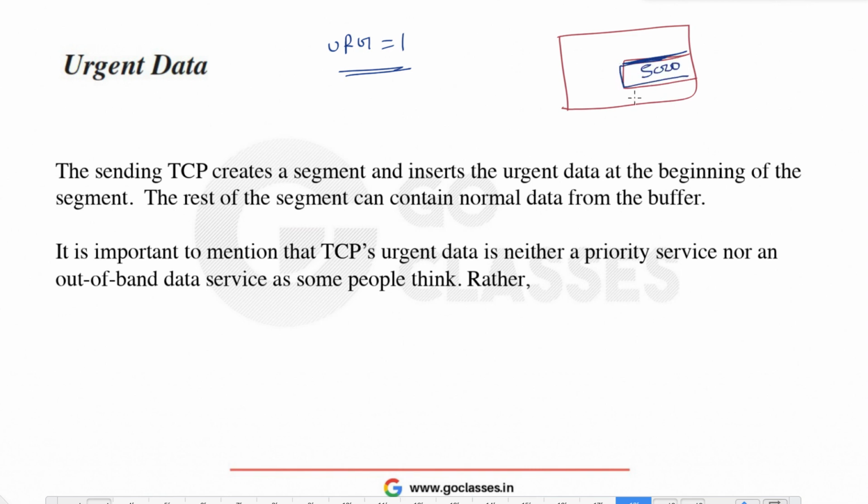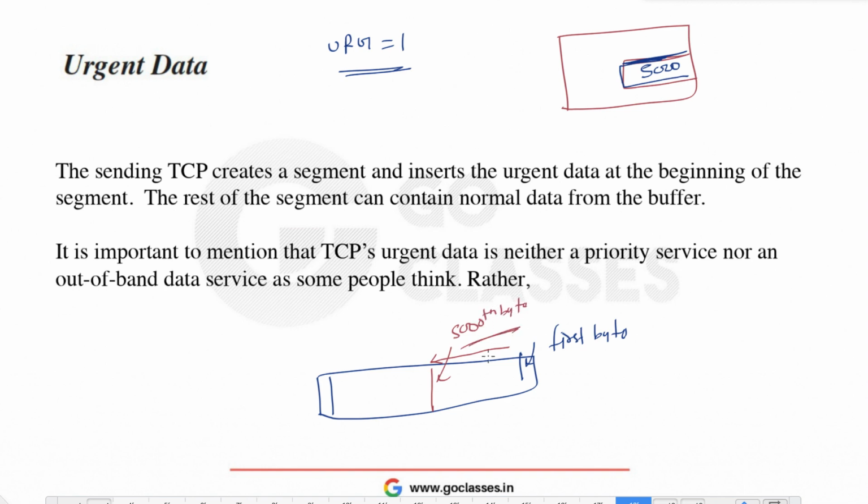Then it means that the data that I'm sending to you, let's suppose this is the first byte of the data and this is the last byte of the data, then it says that from the first byte till the 5000th byte, this data is urgent data. What does this mean? It does not mean that this data is out of order or something like that. I mean, this data is priority data or should be delivered out of order.